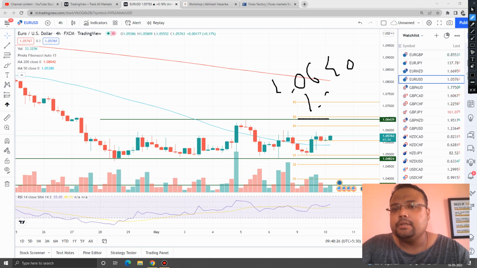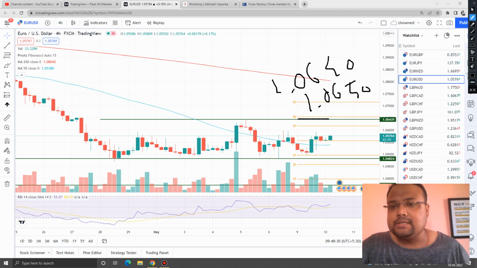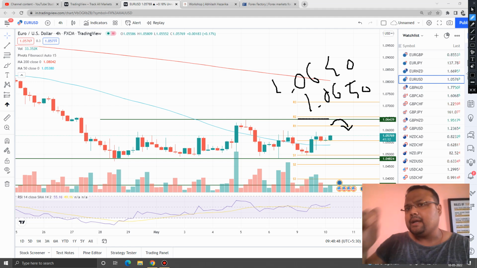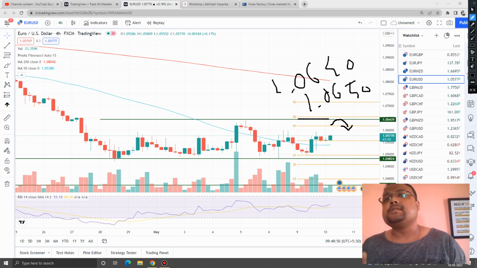1.0640 to 1.0650. This is a resistance zone. We already discussed it yesterday. If the market goes up and reverses from the level, if you see prices being rejected from above, you can take a sell position, because this is a sideways market. But confirmation is important. Do not trade blindly, and follow proper risk management. If you see the market reversing, then only take a sell position.